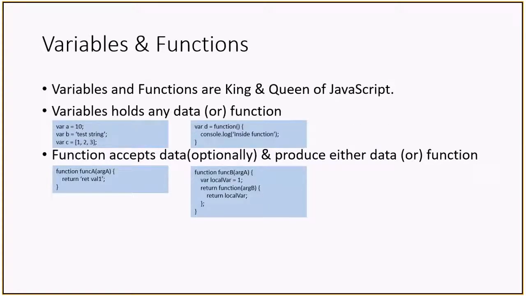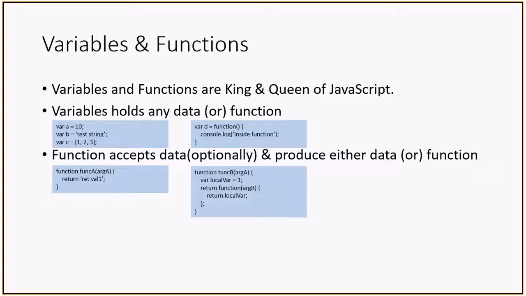So next, let's see what variables and functions are. Even though it's basic, I'm just going to get into some of the details and some nuances around that. Variables and functions, I would say, are the king and queen of JavaScript, because most of the time you work on some data that is a variable, or you try to call a function or write a function which accepts some data and does something with that. That's why I'm saying variables and functions are the king and queen of JavaScript. I would even say this is true for any programming language. That's what I believe.